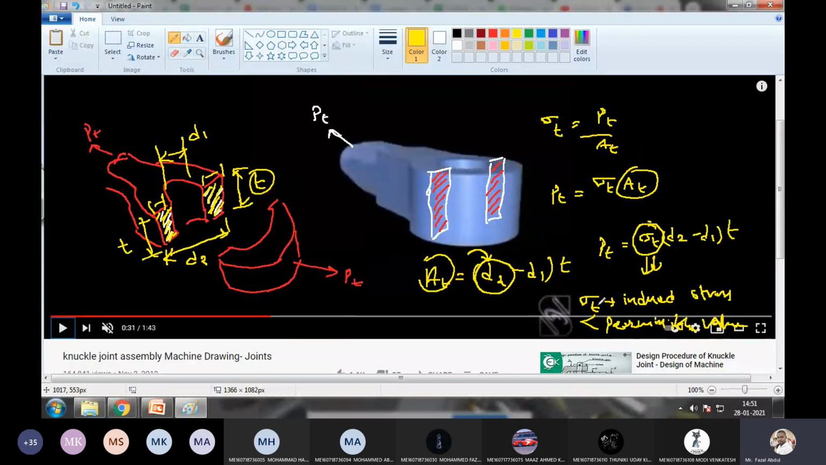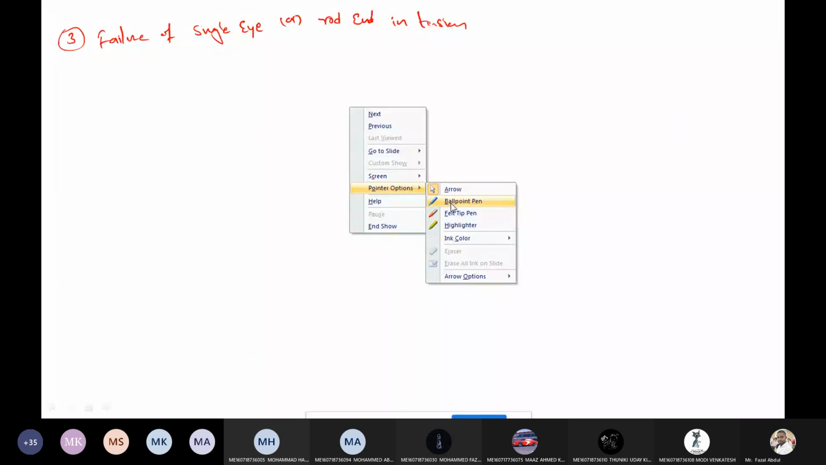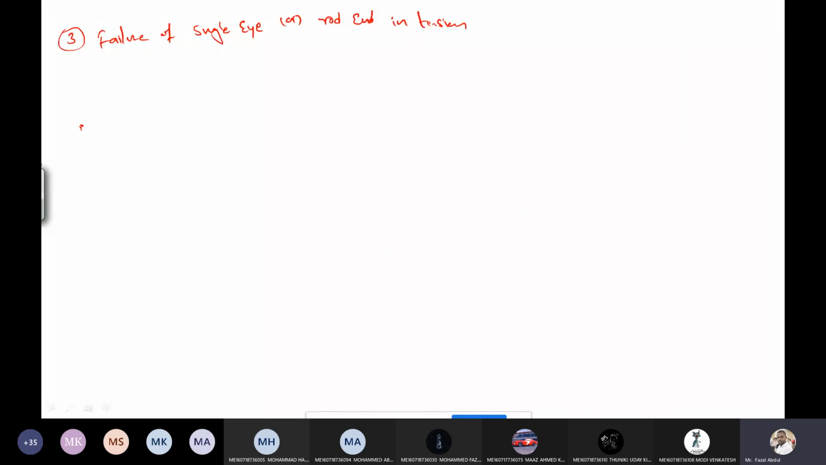The fourth failure is the failure of single eye or rod end in shear. So that one I'm showing here, how it appears.